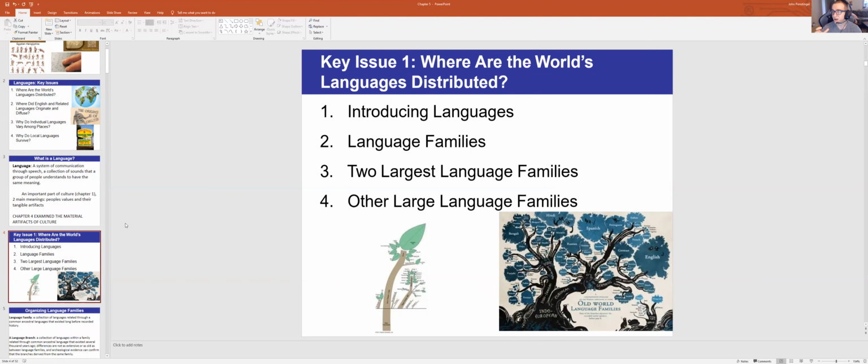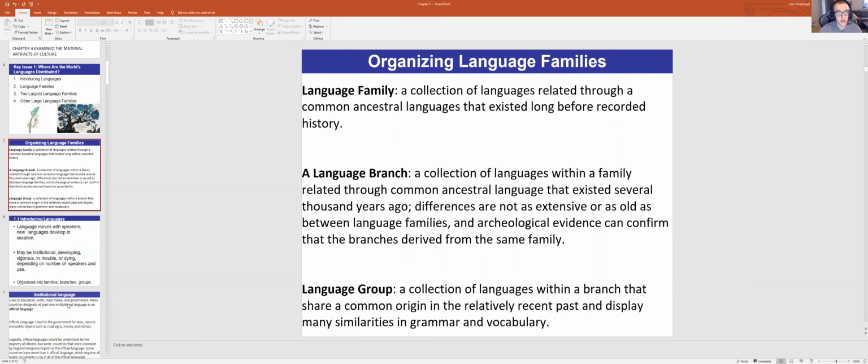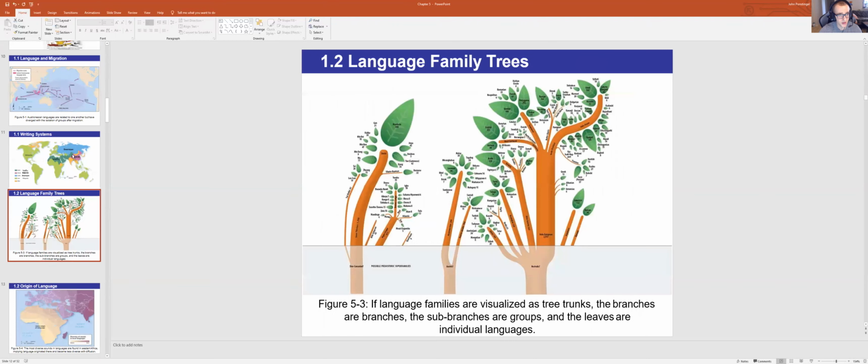So in order to help us conceptualize this, we break up languages into families, right? And we're going to particularly focus on 2 of the largest language families, but there are other big ones too. So let's see quickly how this is organized. A language family is a collection of languages related through some common ancestral language that existed long before recorded history. So it's going to help you to conceptualize language. Let me move this slide up.